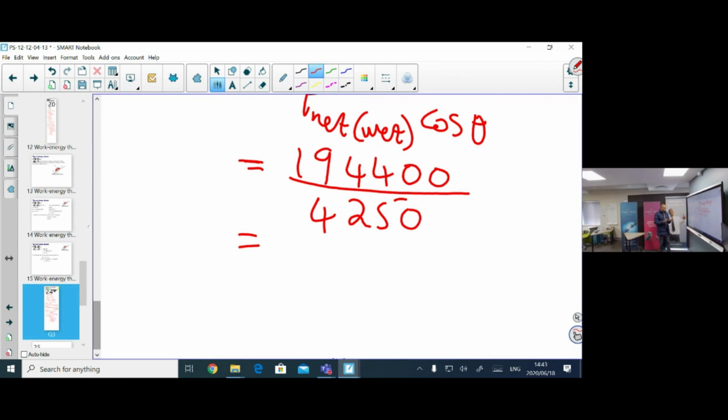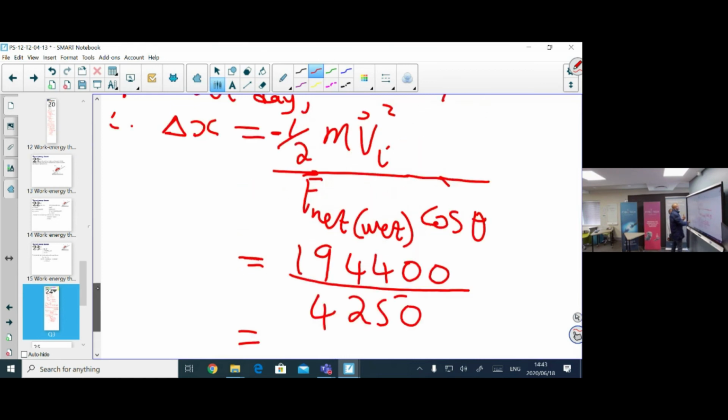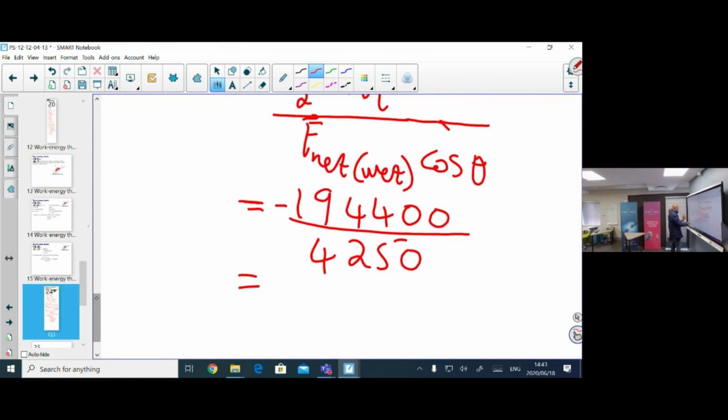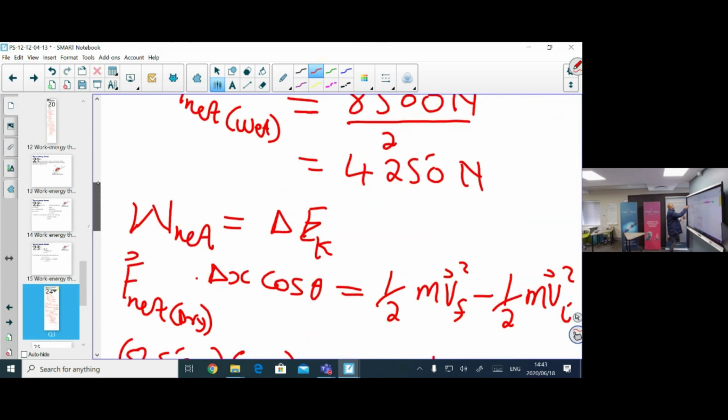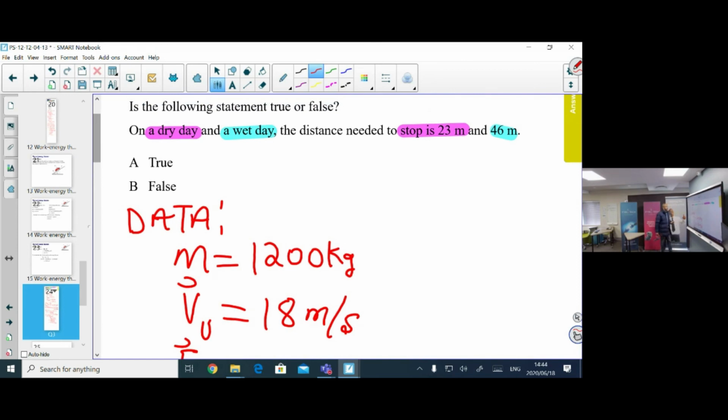Now we have to get the 194400 divided by 4,250, which is equals to, don't forget that is minus there. We can't just have minus distance. We have to write it as 45.74 meters, or you can say it's 46 meters. Okay, we have proved that the statement that is true here is A. Your A there is the answer.